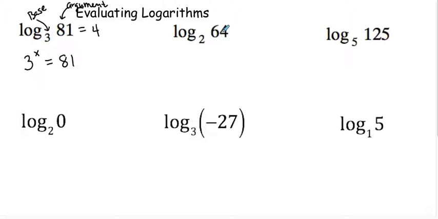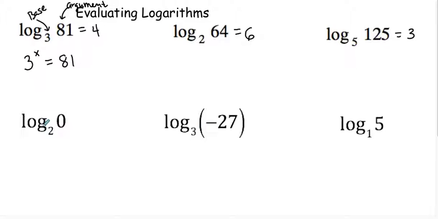Log base 2 of 64 says 2 is raised to what power to give us 64? So the answer is 6. See if you can do this one before I write it down. So log base 5 of 125 means 5 is raised to what power to give us 125? And the answer is 3.